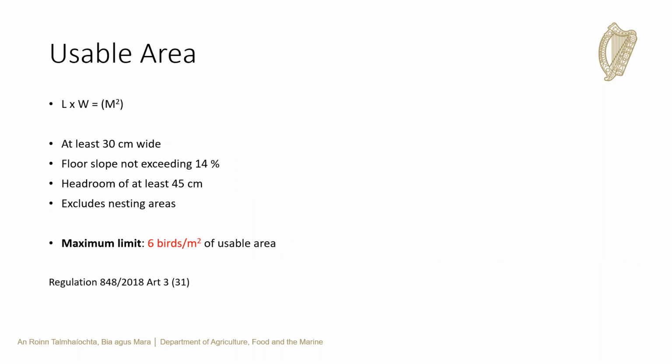So in terms of usable area, and Niamh has already covered this, this comes from 9974, but it is referred to in Regulation 848/2018, and it's Article 3 there. So it's the length by width, and it has to be at least 30 centimetres wide, floor slope not exceeding 14 centimetres, and headroom of at least 45 centimetres, and the maximum limit is 6 birds per metre squared of usable area. And this is an important calculation because a lot of other things refer back to the usable area in terms of the organic legislation.